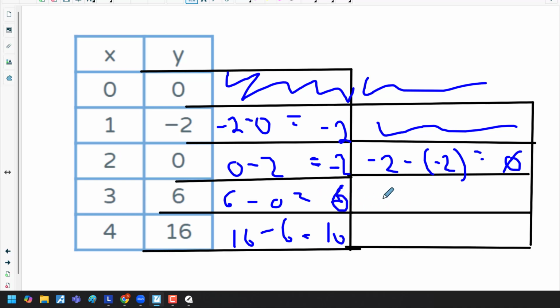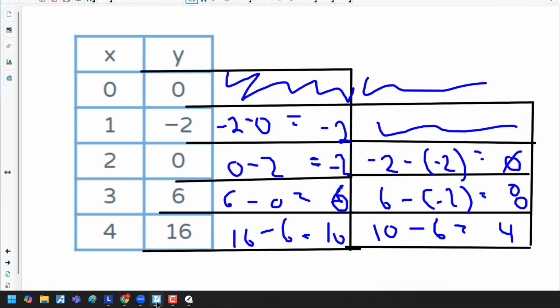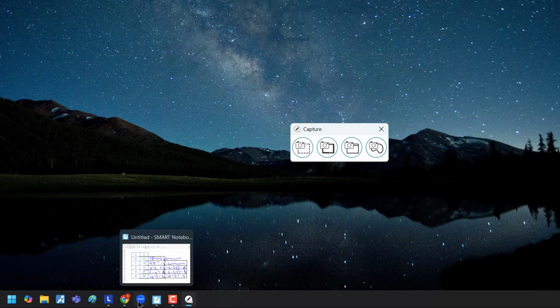Here is 6. 6 minus a minus 2 is 8. And 10 minus 6 is 4. So these are all over the place. 0, 8, 4. It doesn't look like this is a quadratic or linear. The answer is going to be there exactly.